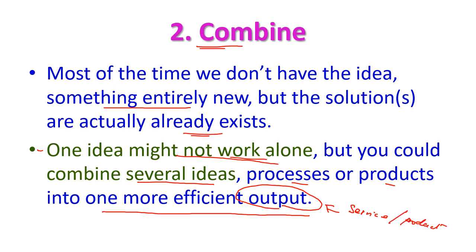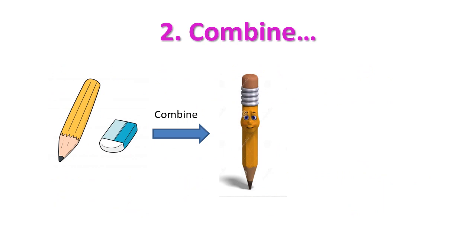So the product or service will be the combination of one or more already existing products. The new product will be more efficient when compared to the existing one. In this example, we are going to combine two different products, pencil and eraser, into one single product, that is pencil on the top of eraser.